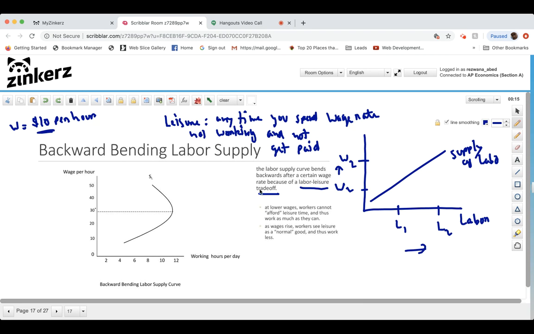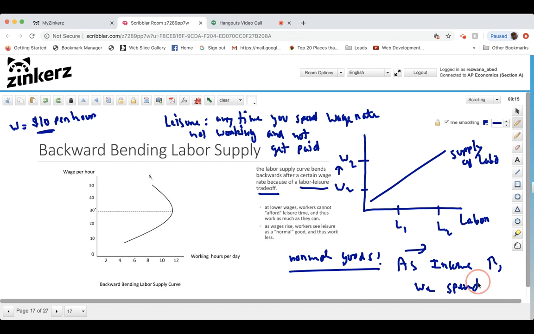Do you remember what normal goods were? Do we consume more as our income increases, or less, for normal goods? As income increases, we consume more normal goods. So beyond a certain wage rate, workers are able to see leisure as a normal good, because your wage is increasing.